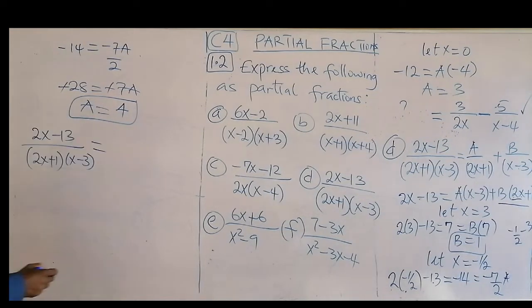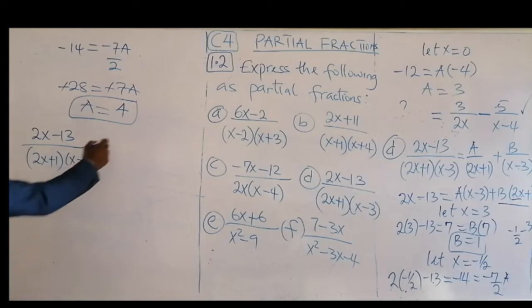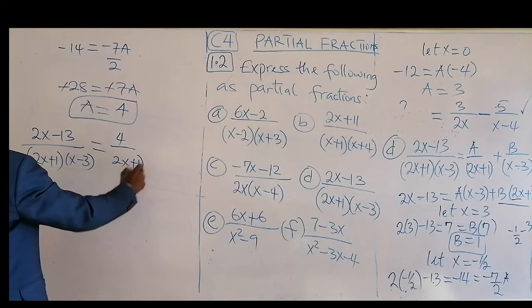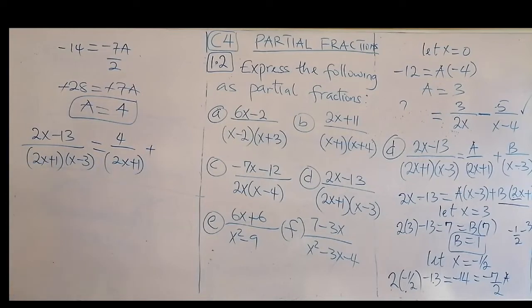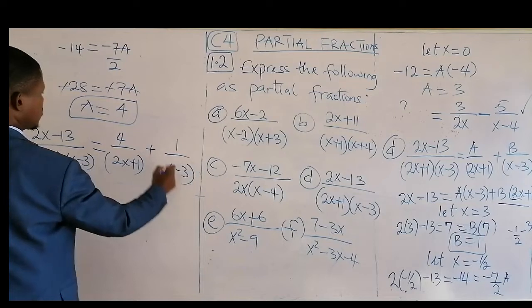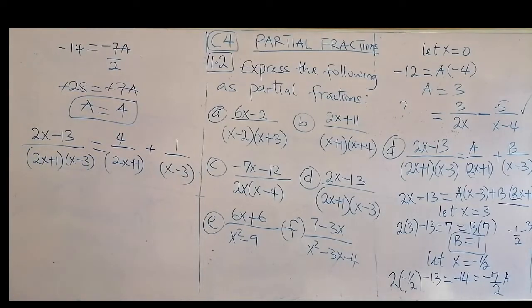So on the final note, my a is 4 over 2x plus 1. Then plus my b is 1, so 1 over x minus 3. So that's that on that question.